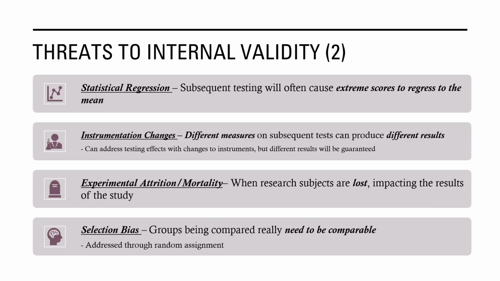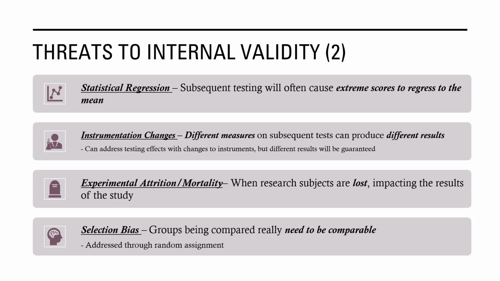Another common threat to internal validity is known as statistical regression. Statistically speaking, subsequent testing will often cause extreme scores to regress to the mean. This particular type of threat to internal validity is something that just naturally occurs with numbers. And the way in which we can help to control for some of this is through a randomly assigned control group.